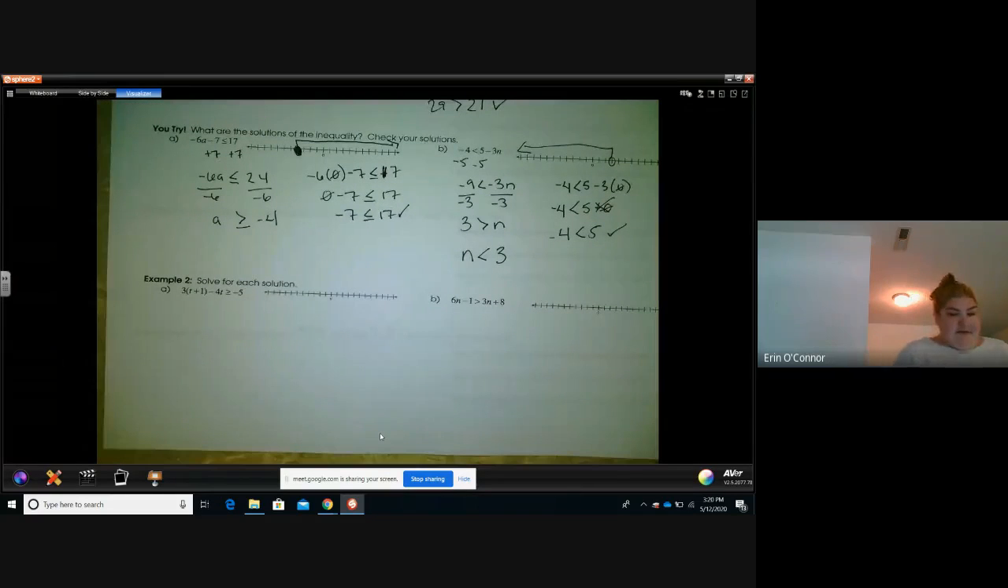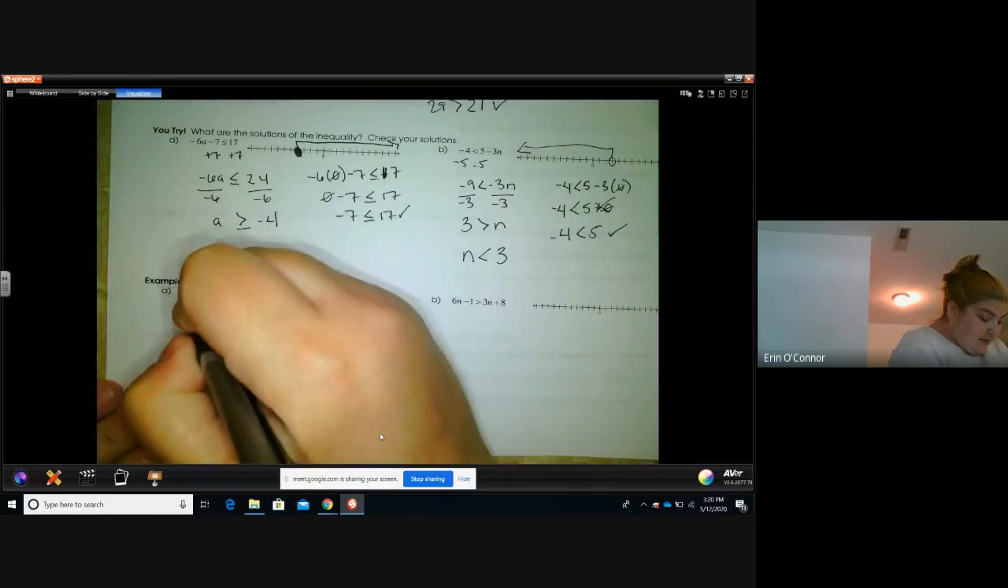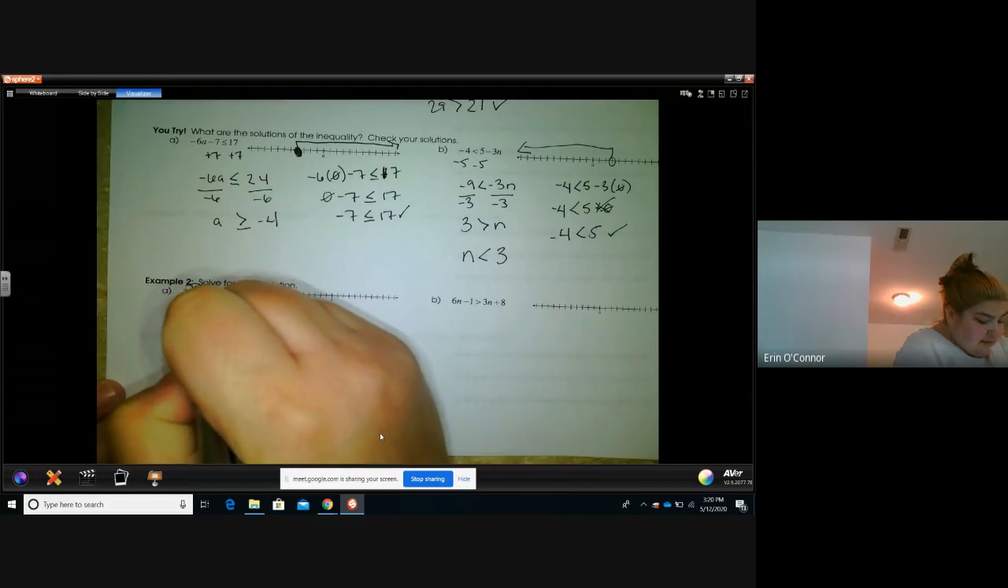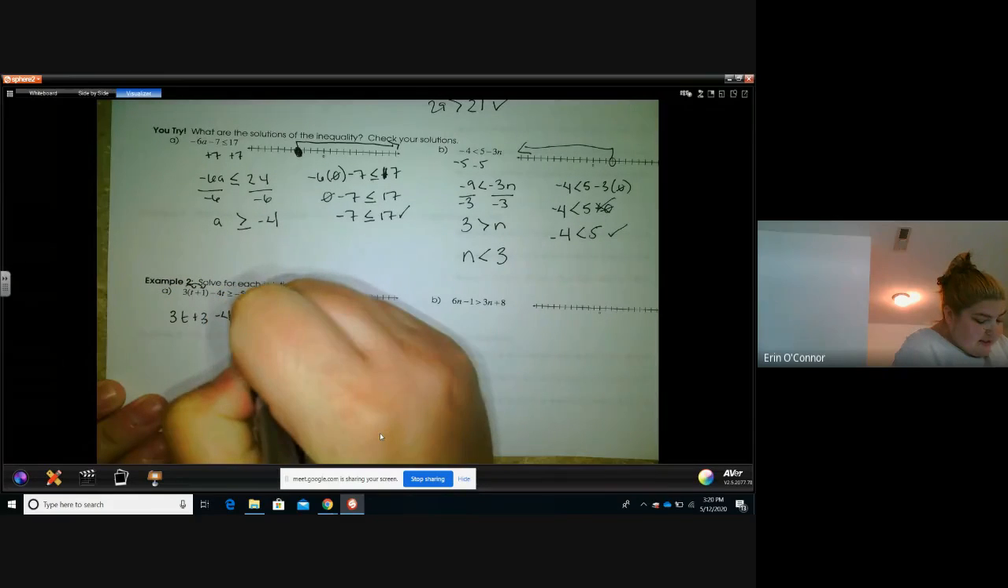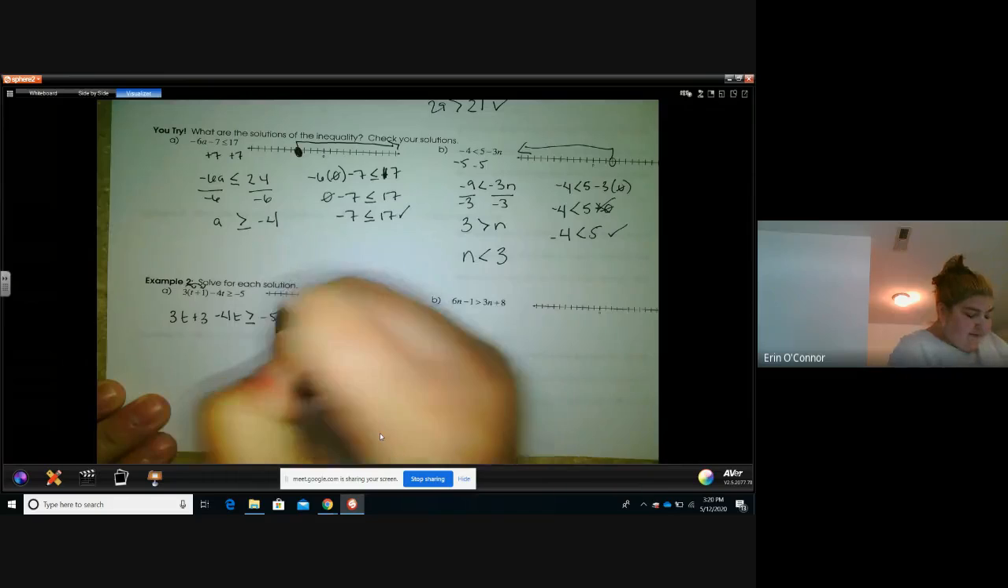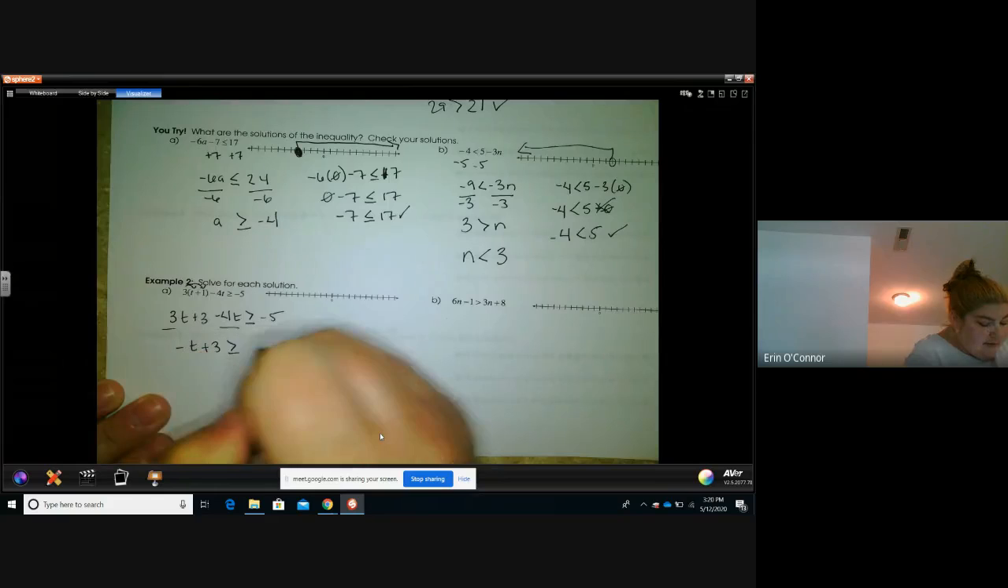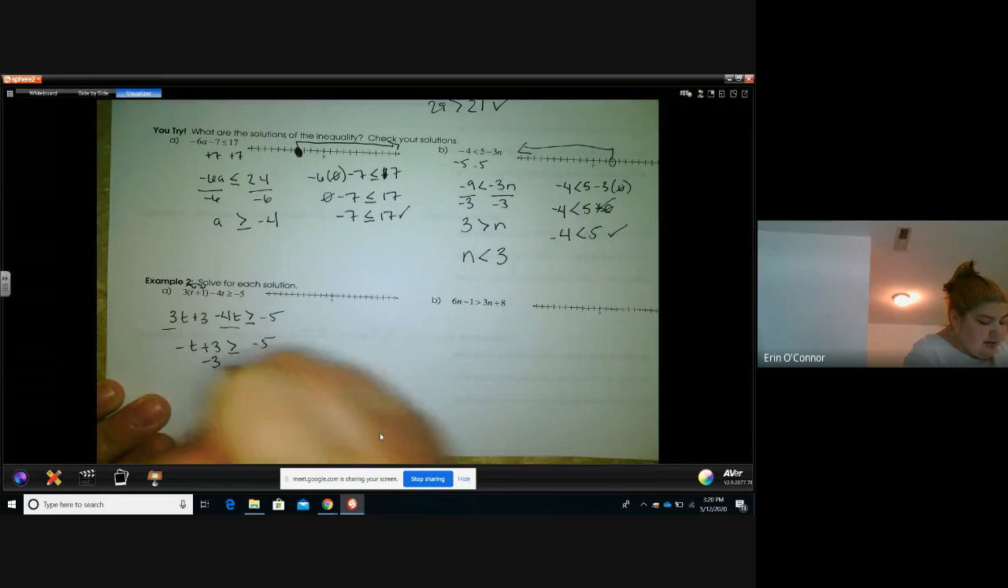All right, so now we're going to have some multi-steps. We're going to dig down a little bit deeper. I know we can do this. So first we're going to distribute the 3 to the t and the 1. We get 3t plus 3 minus 4t is greater than or equal to negative 5. Let's combine like terms. We get negative t, or negative 1t, plus 3 is greater than or equal to negative 5. Subtract 3 on both sides. Negative t is greater than or equal to negative 8.